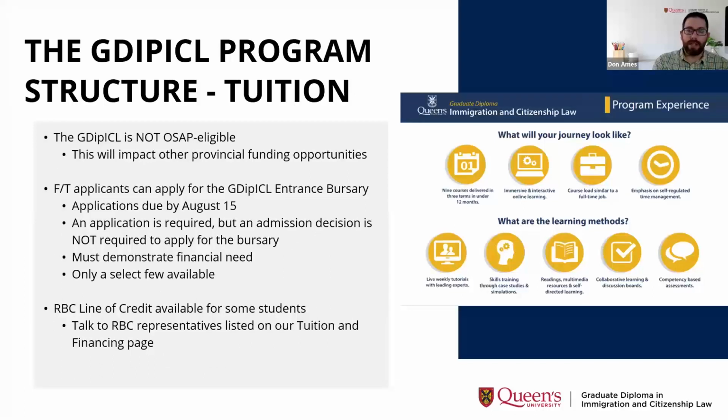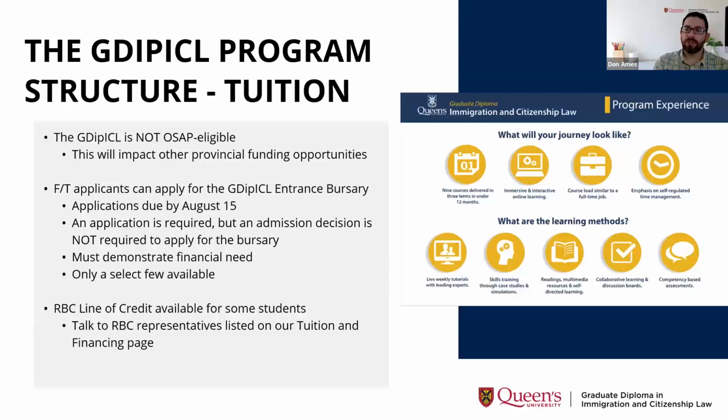Some things that aren't available though is OSAP funding. So here in Ontario, typically students who are attending a post-secondary institution can apply for government assistance, which is the OSAP program. This is not eligible for our program, unfortunately. That's a Central Queen's decision. We would love for our program to be eligible for OSAP, but at this time it's not.